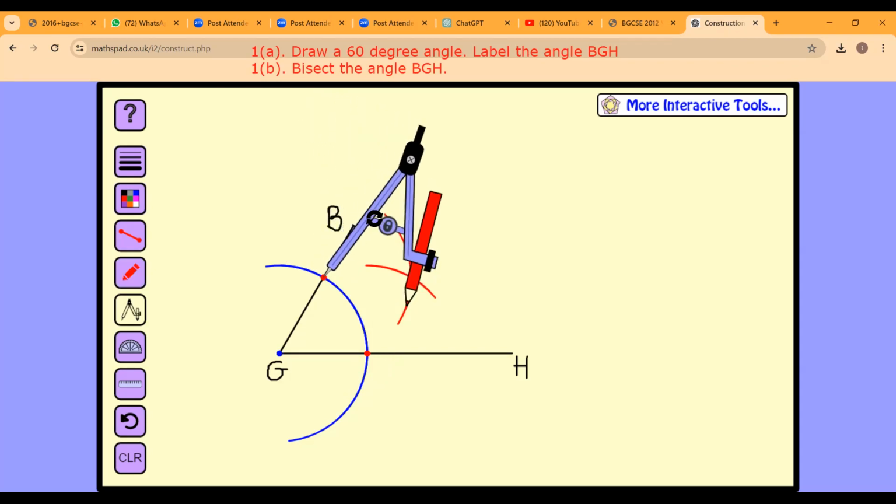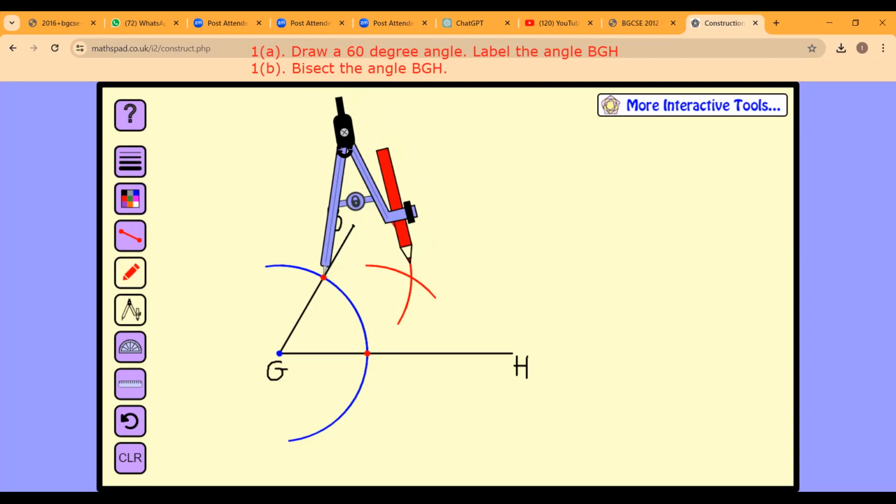Now, what is the next step? Anyone can answer. Let me know what is the next step. Hello, I'm talking to you all. I'm not talking to myself. What is the next step that we're going to do? Draw a line in between the line that intersects. Very good. We're going to draw a line in between, a line that goes straight through, starting from G.